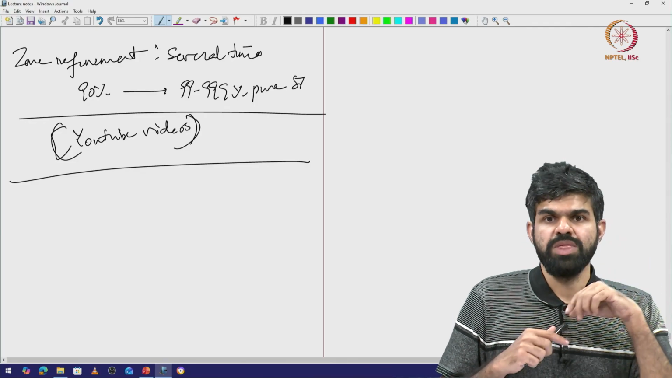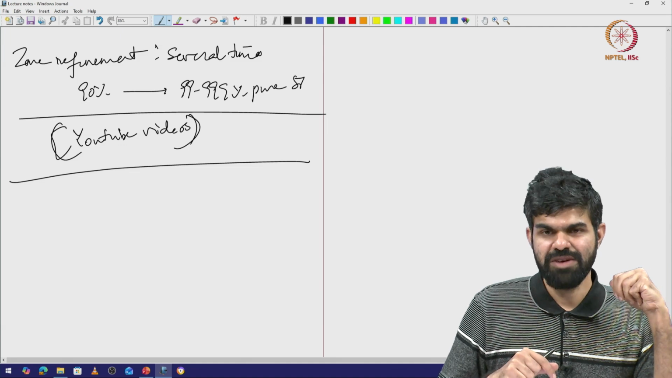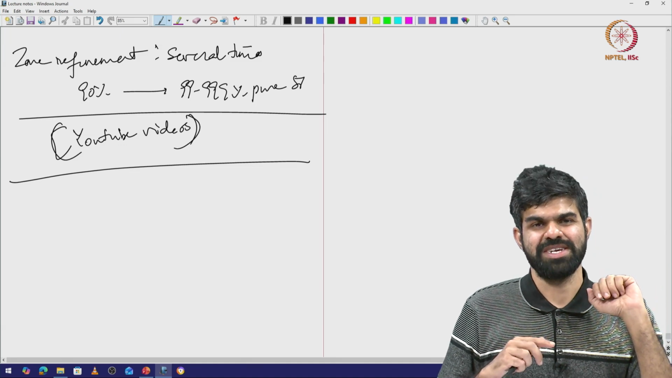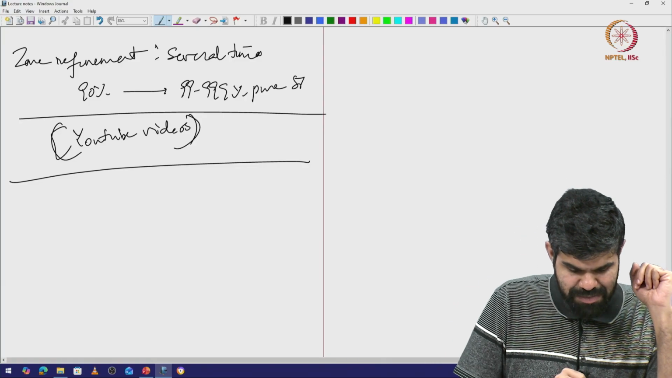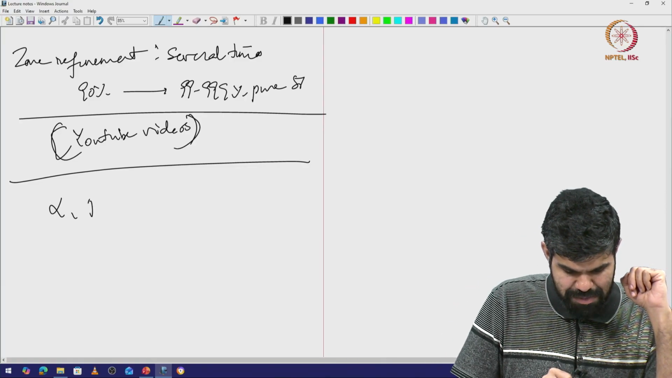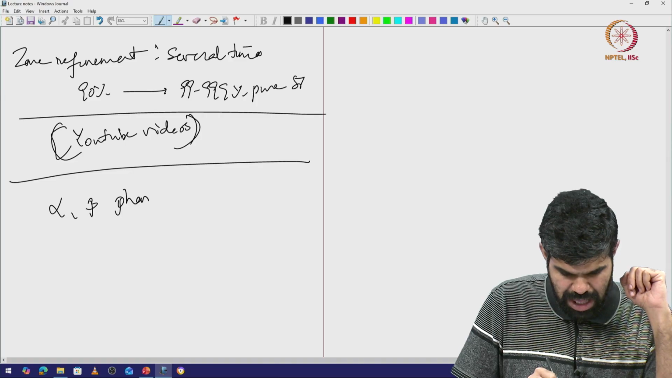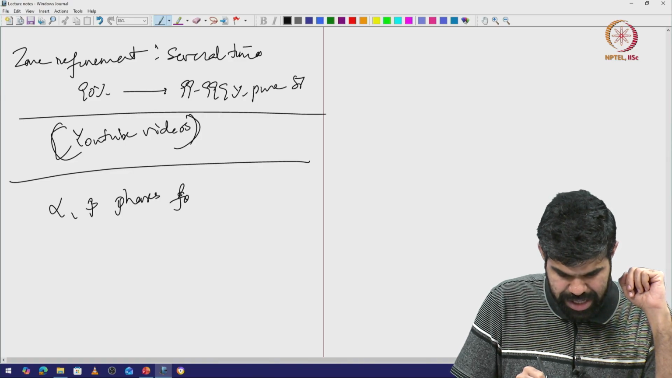Now that is the first phase diagram. Let us increase the complexity of the phase diagram a bit. We started by saying that both alpha and beta phases form ideal solutions.